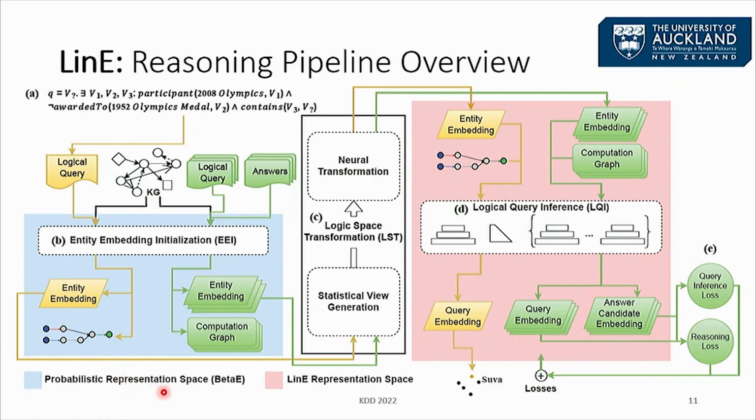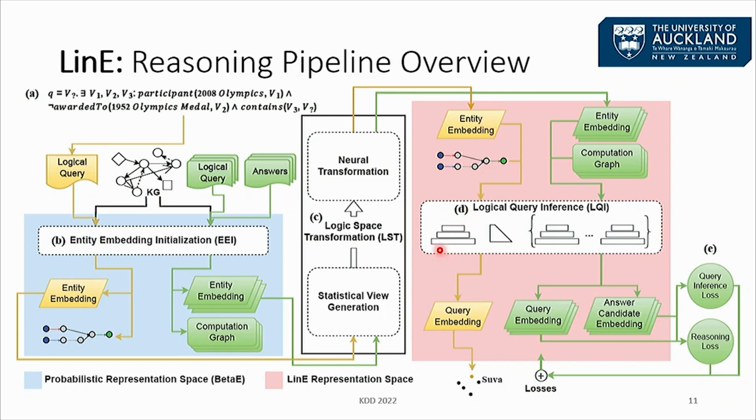The second component is the space transformation. Because the BetaE representation wouldn't be able to capture the hierarchical relations, in our second component we transform the logical space from the probabilistic representation space to a line space. After the transformation, we land in this pink area, which is our line representation space. From there, we still have the computation graph, and we have our query embedding and also the entity embeddings in the line representation space.